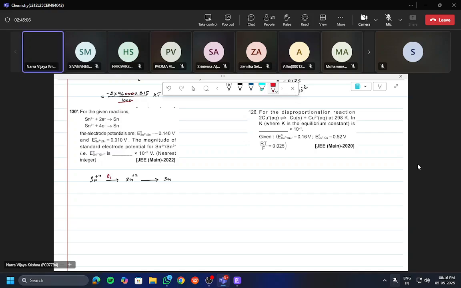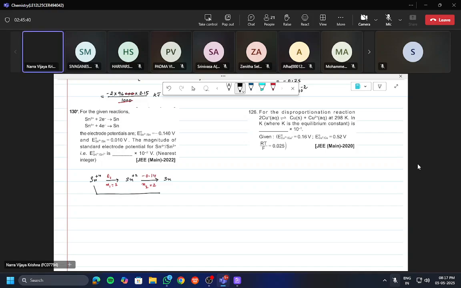Let me consider this as E1. E1 I don't know. What is N1? 2. Number of electrons transferred is 2. +2 to 0, what is the value of +2 to 0? Minus 0.14. Correct. Now what is N2? Again 2. Now one more is also given: +4 to 0 is also given.